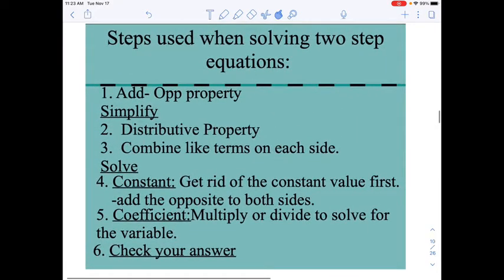Okay, steps when solving two-step equations. This is super important that you follow all of these steps. I know it looks like a ton, but I want to make sure that you have this written down in your notes.